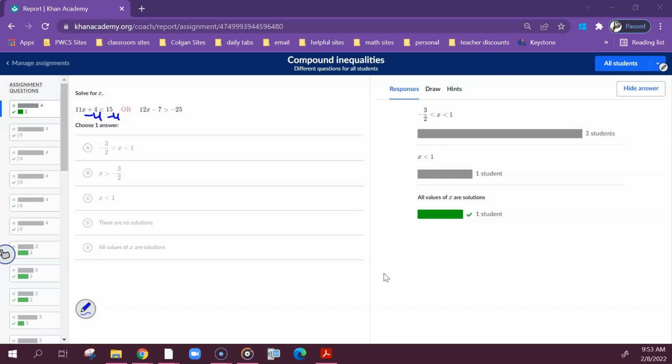So on this side we have, I don't know if I can make this bigger. Oh, sorry. 11x is less than 11. I'm kind of doing this at the same time. Or 12x is greater than -18. And then I can divide on both. Right, x is less than 1, or x is greater than, I'm assuming -3/2.